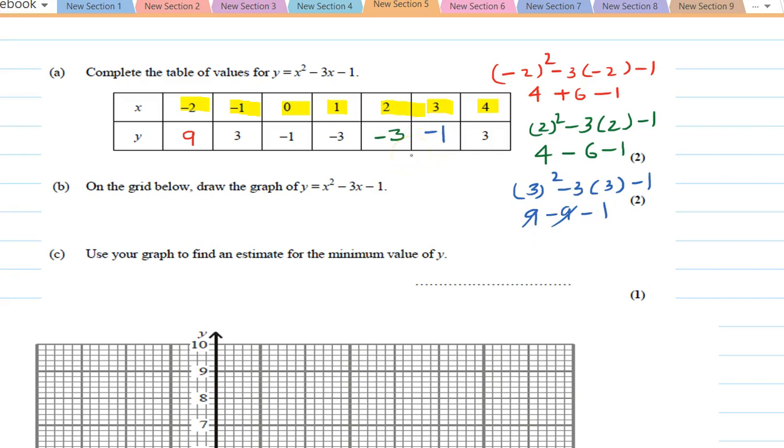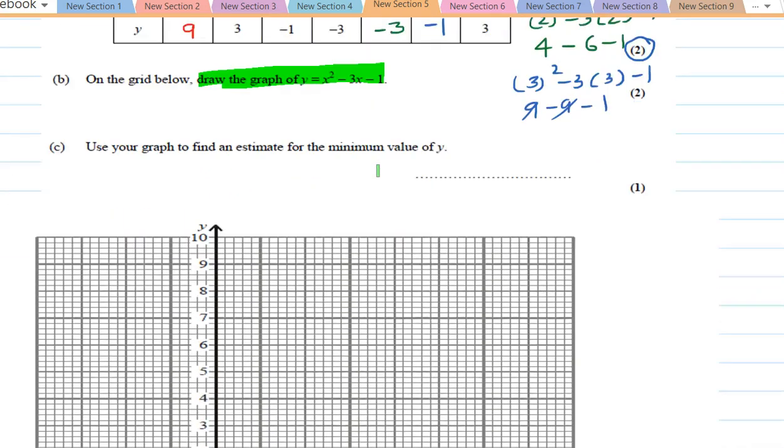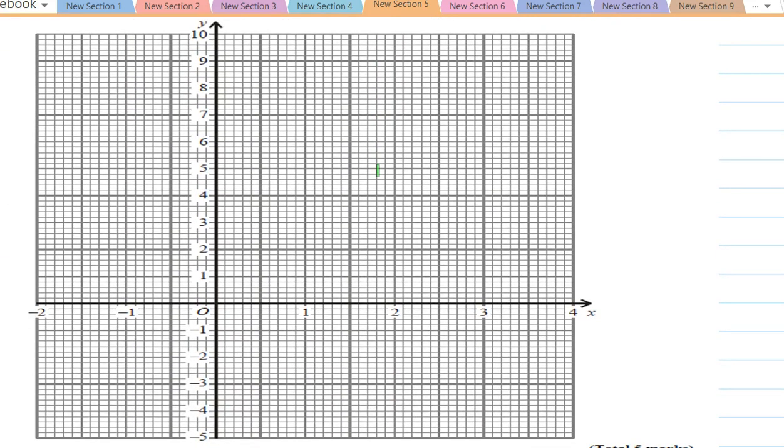If you see, this is again a 2 marks question. If one value is wrong, you are losing 1 mark here. So make sure that your values are accurate. B part is saying draw the graph of y equal to x square minus 3x minus 1. So here we are going to draw the graph.